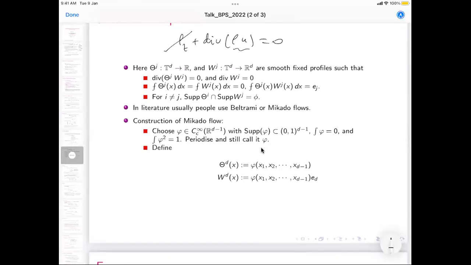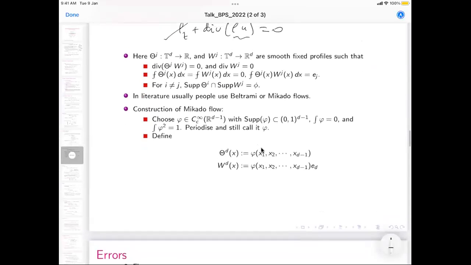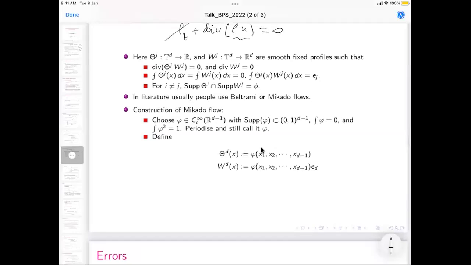Okay. And I also want their support to be this. Well, before going into these details, why do I need them? Let me try to convince you that this is easy to construct. In fact, you can choose any, let's say, C infinity function which is supported in R^{d-1}. And then you just look at this capital Theta_d and W_d like this. So this fixed profile satisfies what I need.